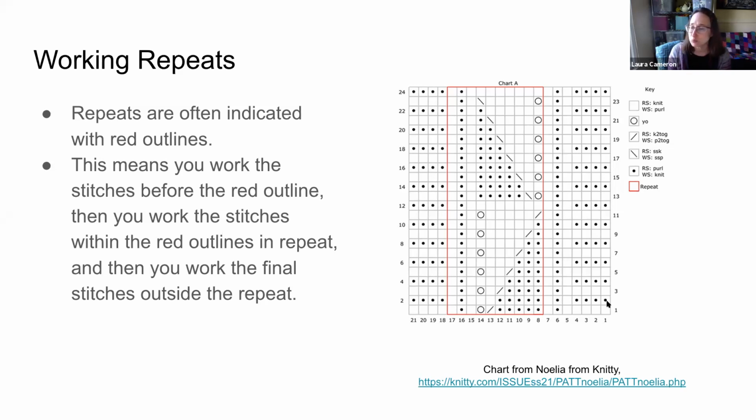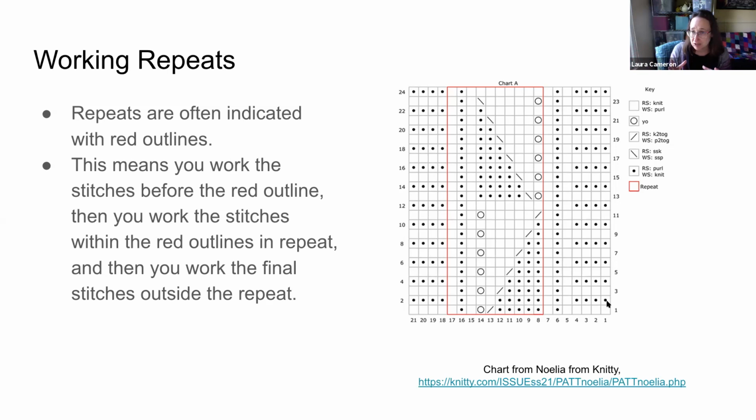The way that you would read a chart like this is you would work stitches 1 through 7 first, and then you would work stitches 8 through 17 in repeat as many times as you need to get to almost the end of your knitting. And then you would work the last 4 stitches, 18 through 21. So for instance, if you're knitting a shawl that's quite wide, maybe you're going to knit the first 7 stitches, then knit 8 through 17 10 times, and then knit 18 through 21 for your last 4 stitches across.